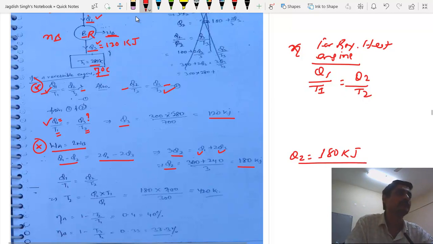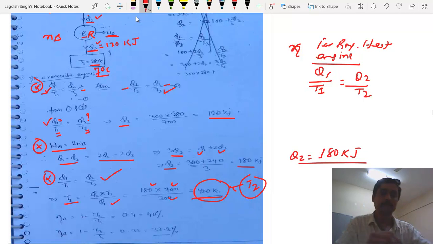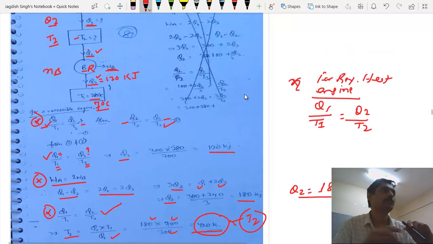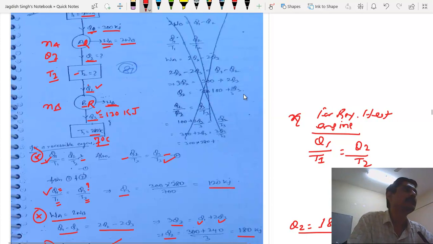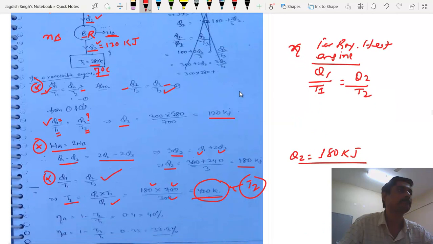Now we know, as we have already explained, that Q1 by T1 is equal to Q2 by T2. Therefore T2 is equal to Q2 into T1 by Q1. All data are given. After putting in the values, you get the value of T2. What is T2? T2 is the intermediate temperature, right? This T2 is calculated. Okay.